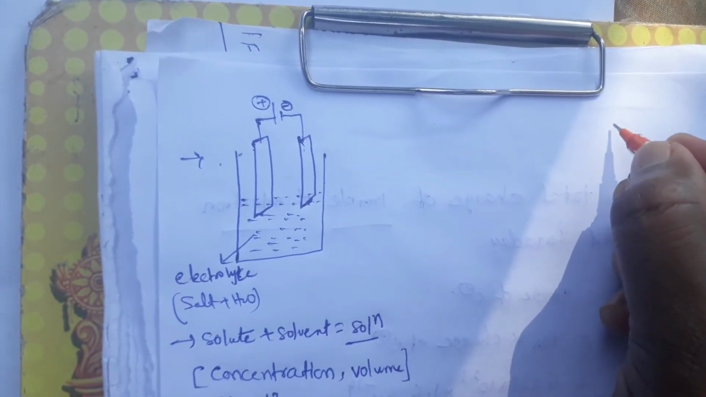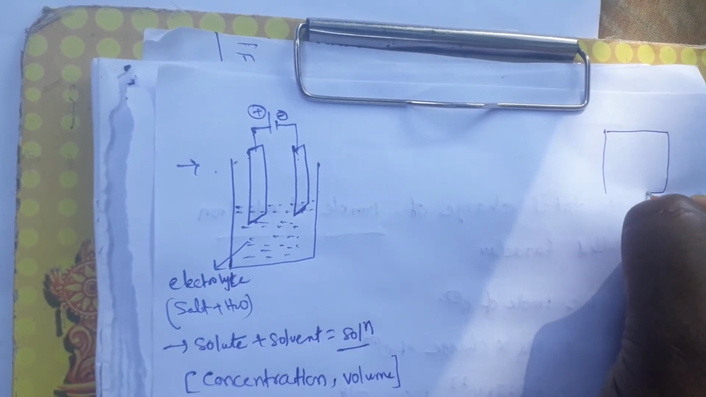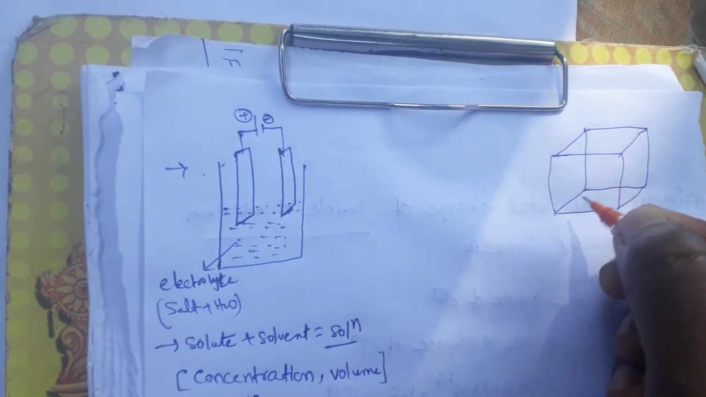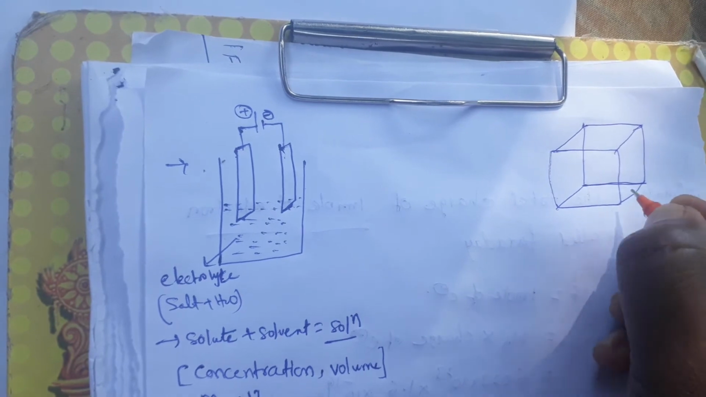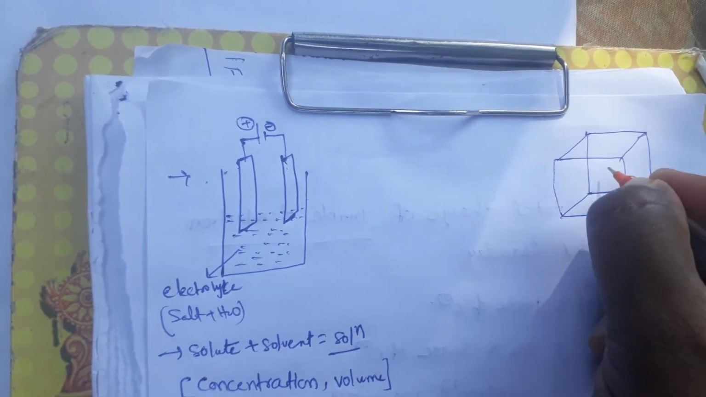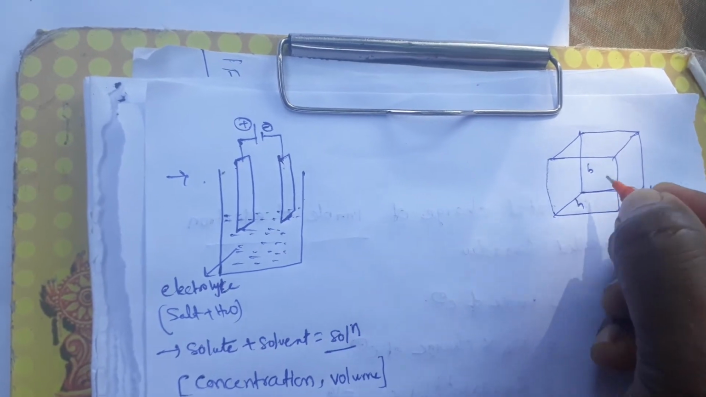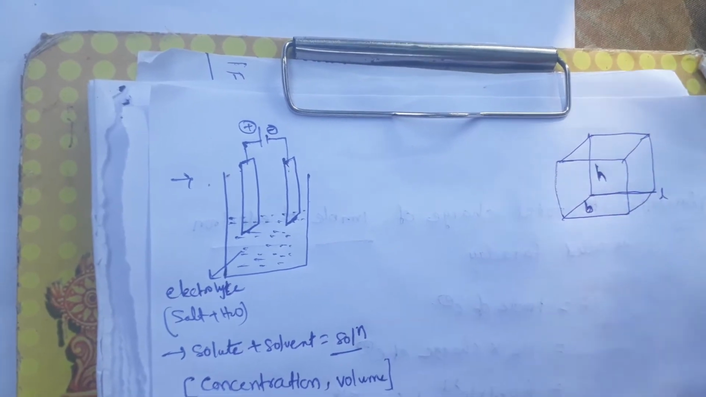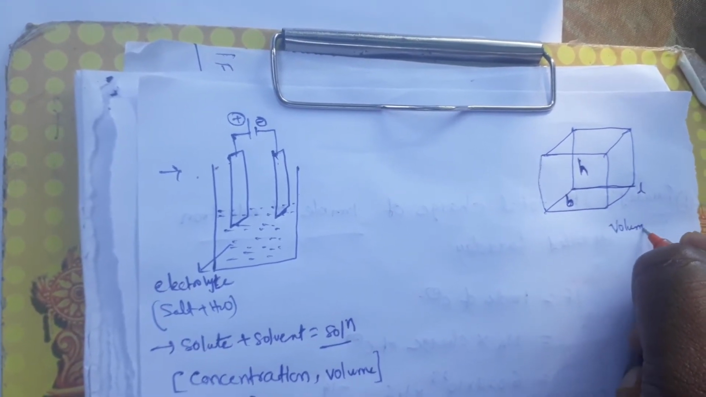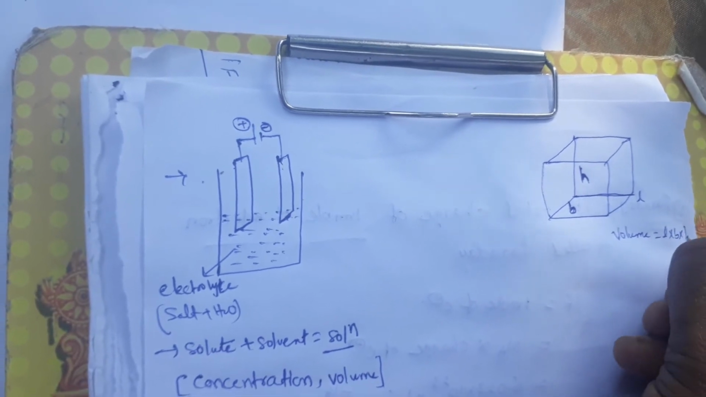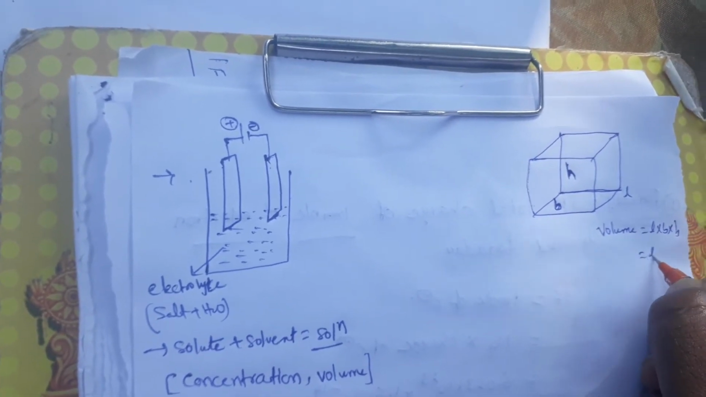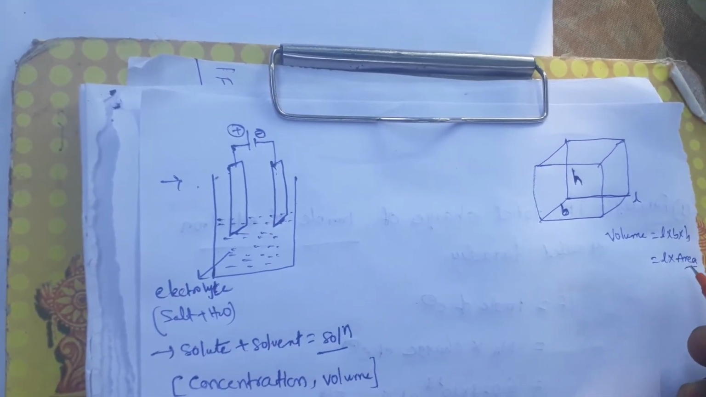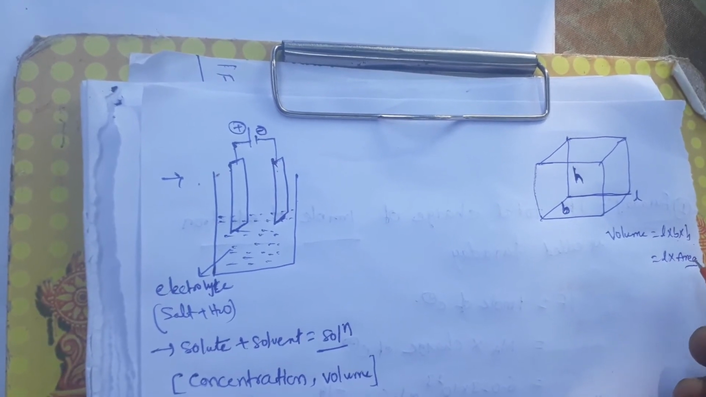So here, take any cube. Let us assume this is my length, this is breadth, and this is height. So what is the volume? Volume here is L into B into H, that is LBH, or length into area. If you take B into H, you can measure the area.